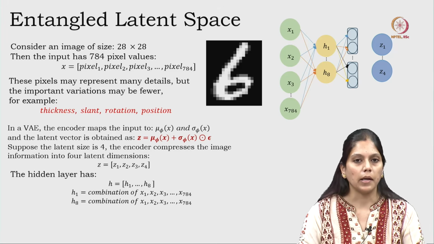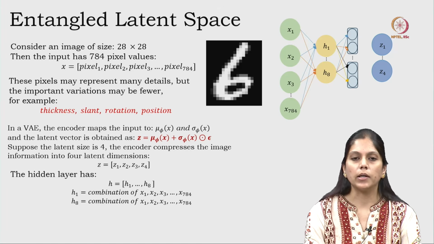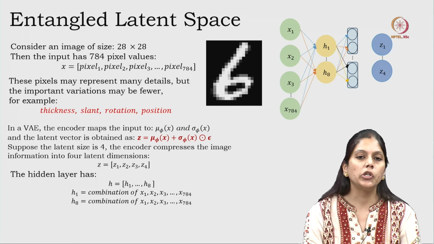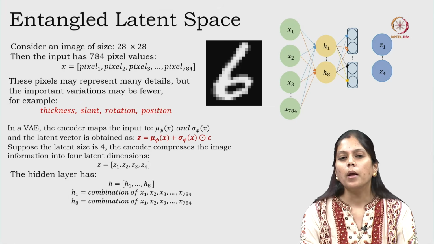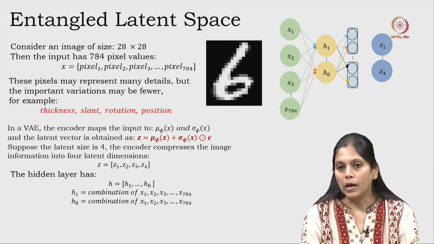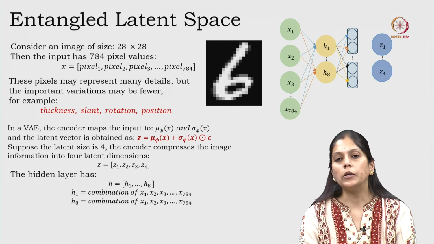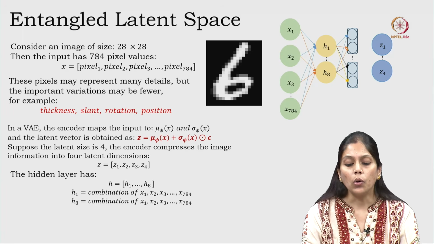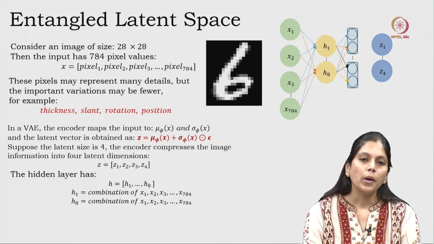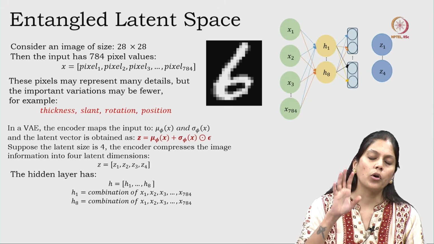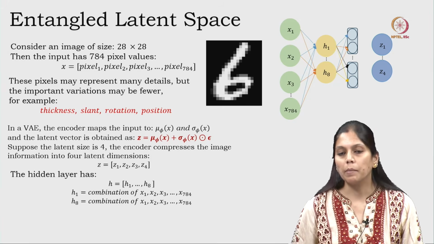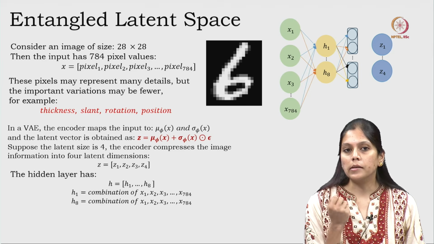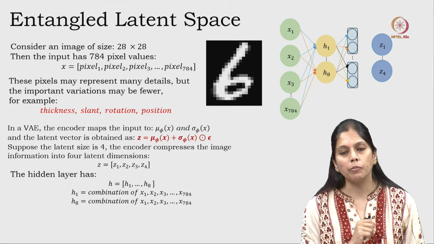Let us consider there is an image of size 28 cross 28. We have considered the MNIST data set, which is a standard handwritten digit data set of size 28 cross 28. Now, I am converting that into a single vector. So, the single vector is of size 784. Now, if you look into this particular image, not all 784 pixels give us some information. There are only a few important characteristics or important variations in this particular data.